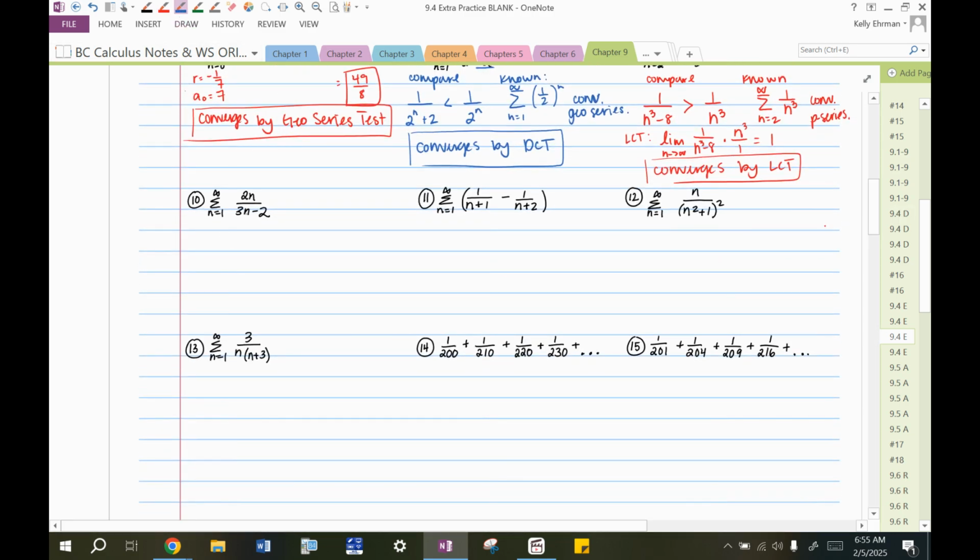All right, little nth term test here. We need something bottom heavy if we're even going to start seeing if it converges. So the limit as n approaches infinity of 2n over 3n minus 2 is equal to 2/3, which is not 0. So this series diverges by the nth term test.